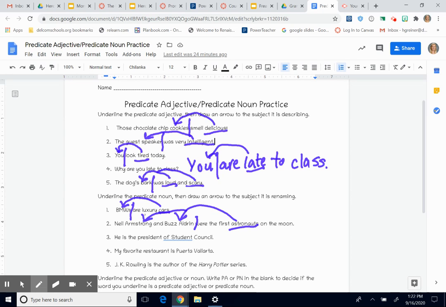He is the president of student council. Find my linking verb, draw my line. What's describing he? It wouldn't make sense to say that student council is describing he. He is the president.